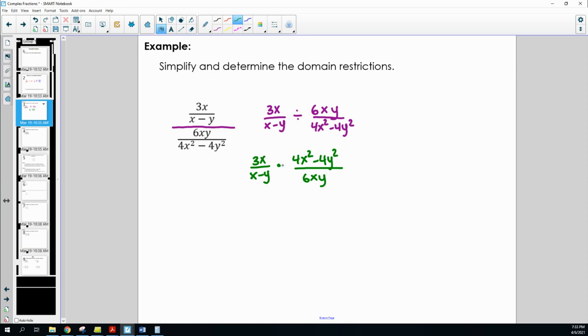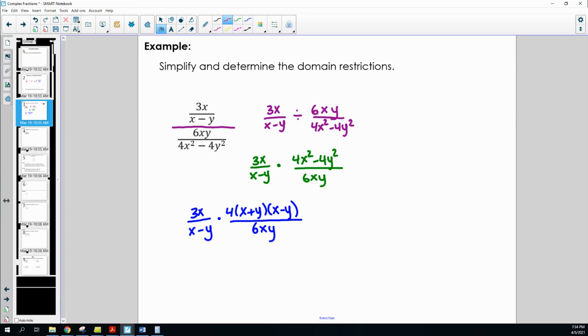Once it's set up as a multiplication problem, we can then go ahead and factor everything that we can. So I'm going to keep the 3x and the x minus y because they can't be factored. The 4x squared minus 4y squared, I can pull out a common factor of 4, and I have x squared minus y squared. But the x squared minus y squared is a difference of squares, so I can factor that a little bit more. So that would become x plus y and x minus y. And then 6xy, we can't do anything with that, so we'll leave it there.